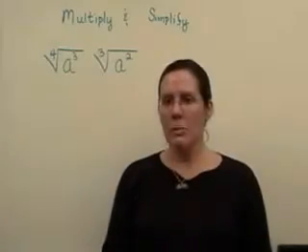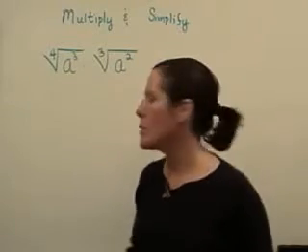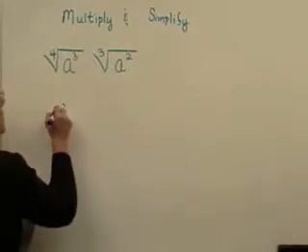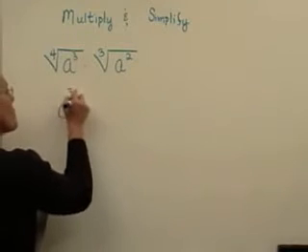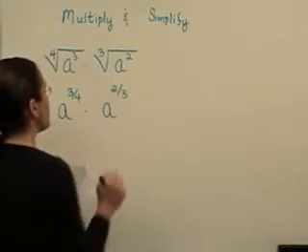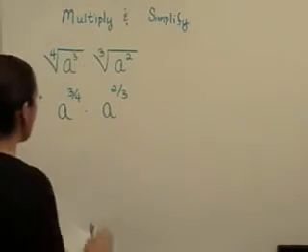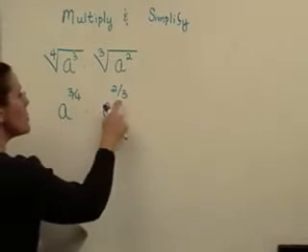Again, the only way to multiply this expression, given that their indices are different, is to write them with fractional exponents. So I will have here a to the 3/4 power times a to the 2/3 power. This one's kind of nice because their bases are alike. But before I go any further, I need to get common denominators of 12.